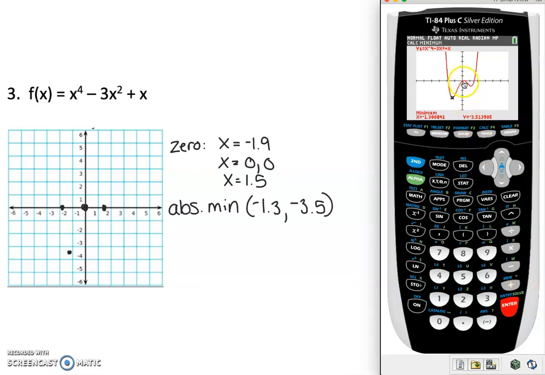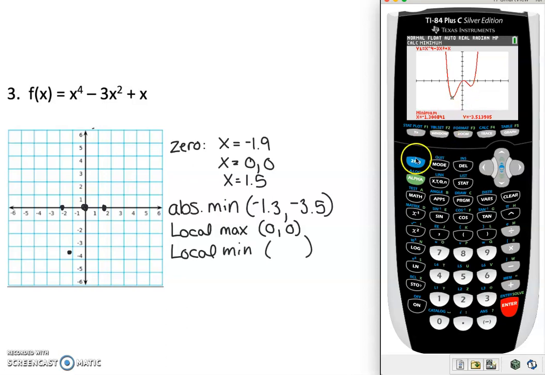Right here, I have a peak. What is that peak? I already have that listed. So that would be a local maximum. It would be like the top of a roller coaster. That occurs at 0, 0. And then I have another valley right here. So this one would be a local minimum because it's not the absolute lowest the function goes.